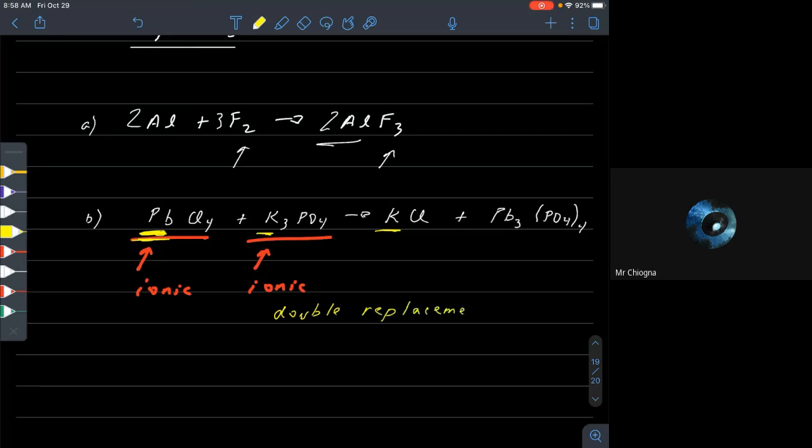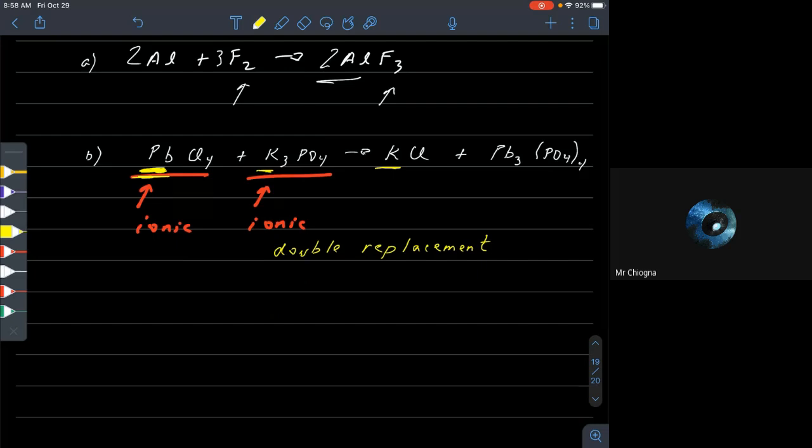Double replacement. It is not balanced. We're going to balance it.